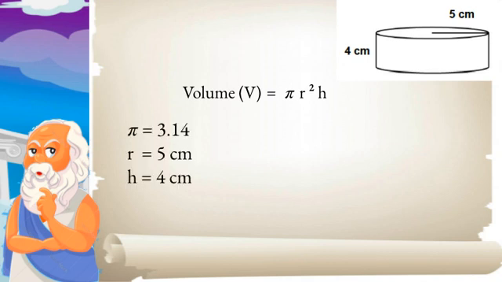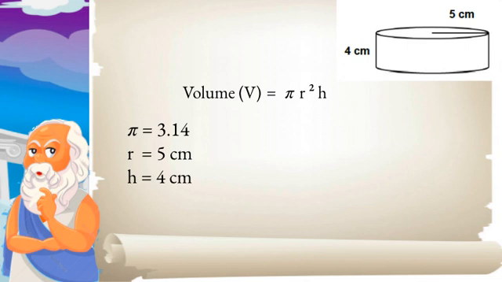Take notice of how I'm choosing to use the number 3.14 as pi. This is important because you could choose to use full pi instead. Full pi would technically provide a more accurate solution in your calculation.